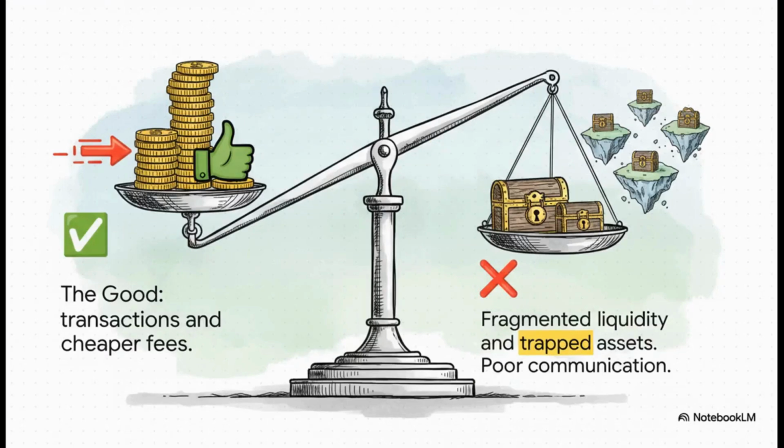And this slide really gets to the heart of that trade-off. On one hand, yeah, we absolutely got the faster transactions and cheaper fees we were all hoping for. But on the other hand, we created all these isolated digital islands. Your assets and your data on one layer 2 are basically trapped there, making it incredibly difficult to talk to or move your stuff over to another one.